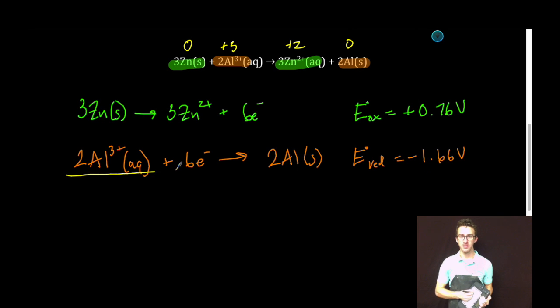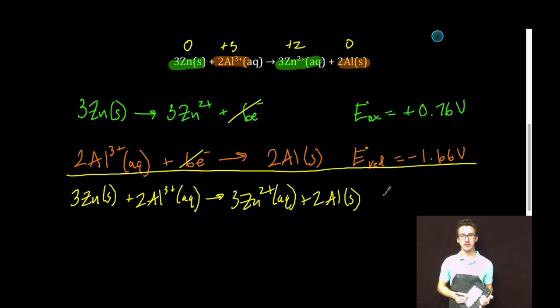When we sum electrons lost and electrons gained, we end up with the overall equation, and to determine the cell potential of the overall equation, we just sum these two together. We get negative 0.90 volts. I'm going to tidy this up. Don't forget to keep in mind your significant figures and your rules for addition and subtraction with significant figures when you're adding these potentials together.